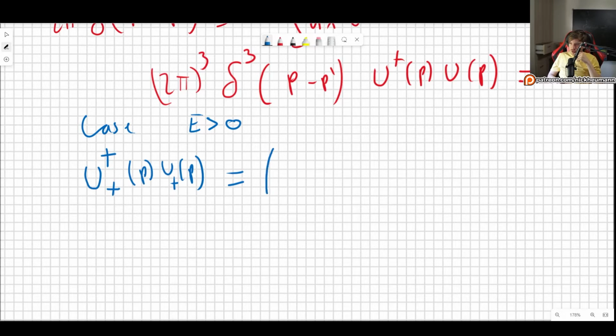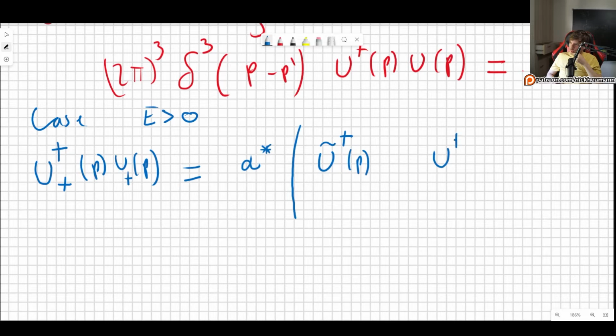So this would be alpha, which is of course outside of the matrix. We have alpha conjugate, right? Alpha is simply a scalar, so we can just write it like that. And then this is going to be now transposed. So this will be U tilde Hermitian of P, and then we have U tilde Hermitian of P, sigma dot P over E plus M.